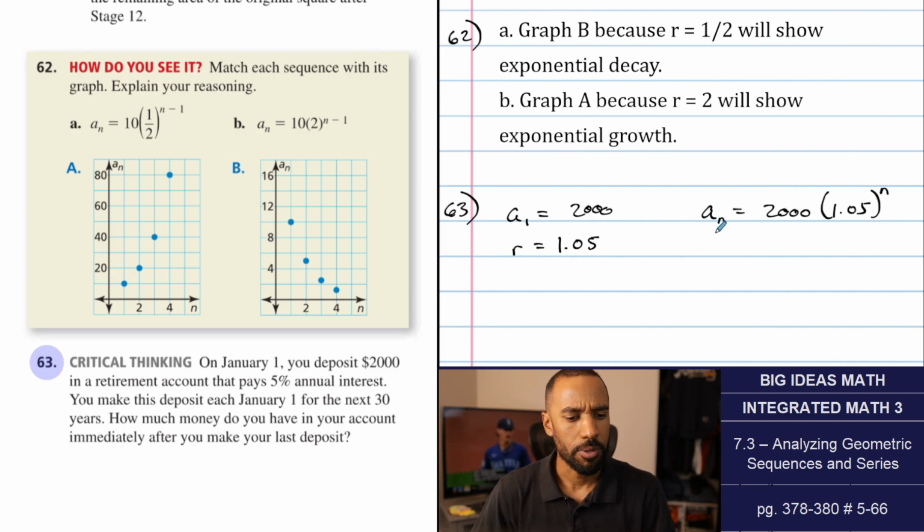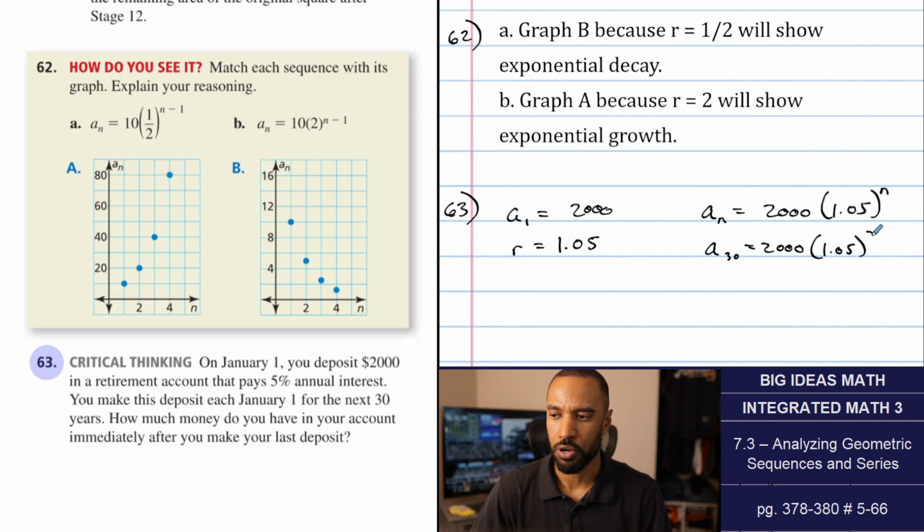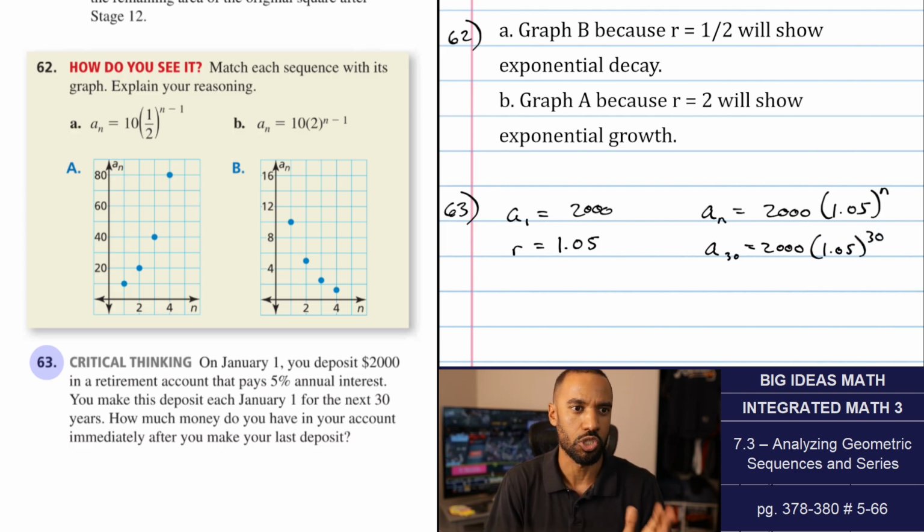So we do, how much money do you have in your account immediately after you make your last deposit? We should just be substituting 30 into here. So 1.05 to the 30th power. That's my belief. I'll think twice about it. I'll go over it again in my head and make sure that that kind of makes sense to me.